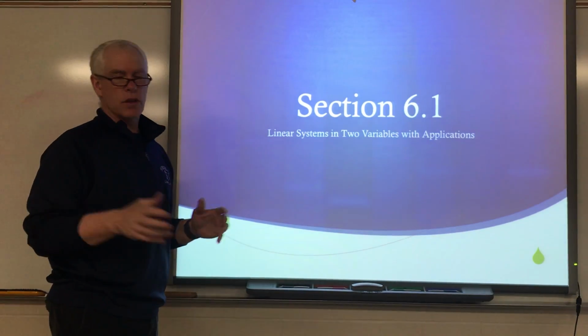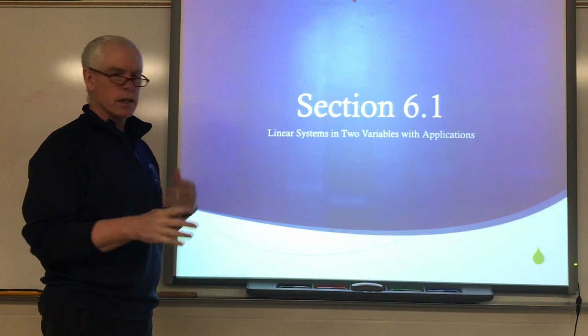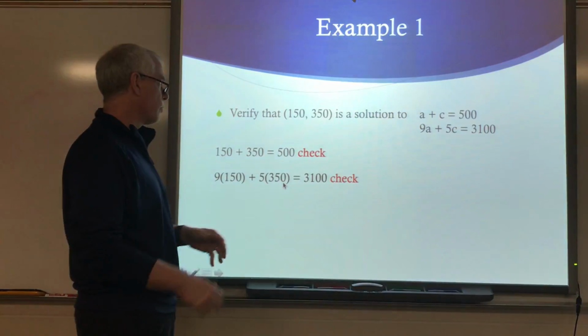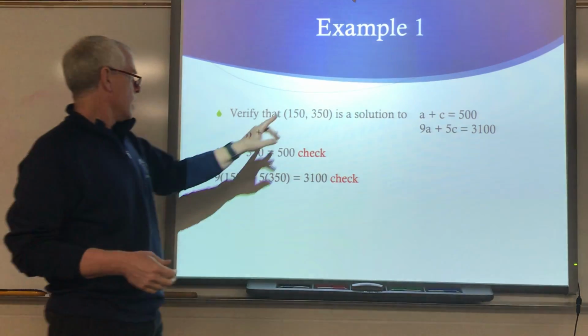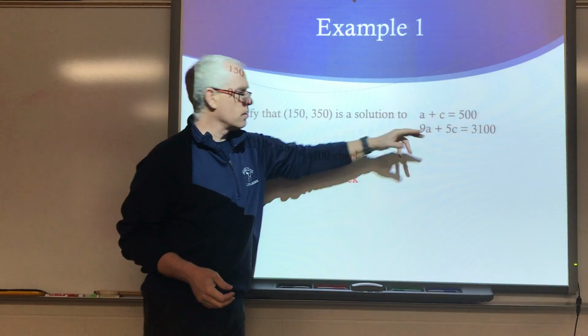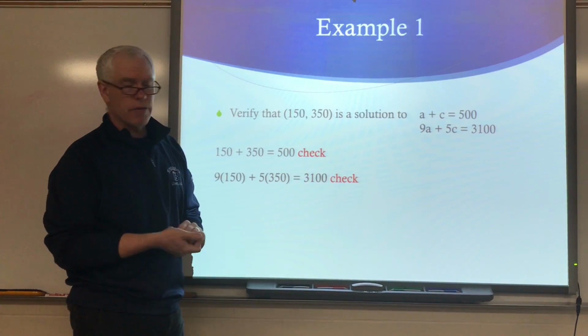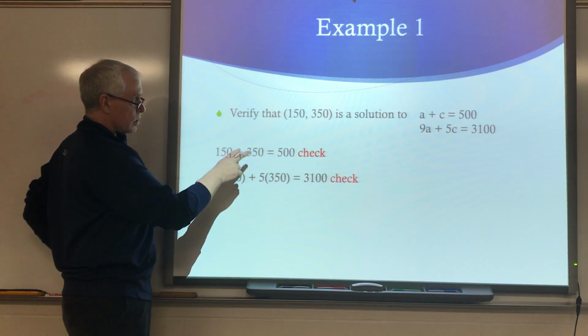You guys have solved systems with two equations and two unknowns before. Let's just recap how we do some of that. First example, they just want to verify that this is a solution. If that's the case, when I put 150 in for A, and they're using A and C for variables, and I put 350 in for C, it needs to work for both of them. So we're just going to double check.